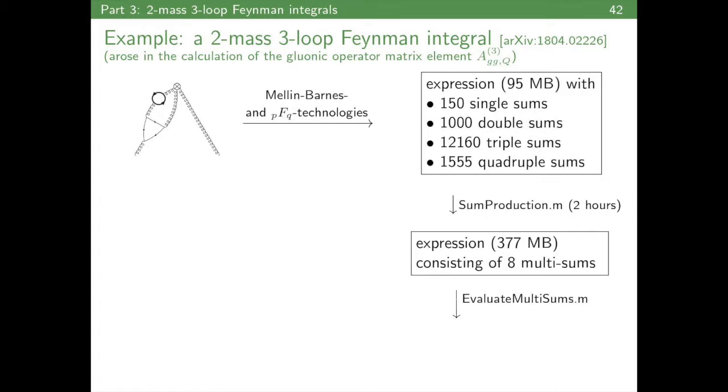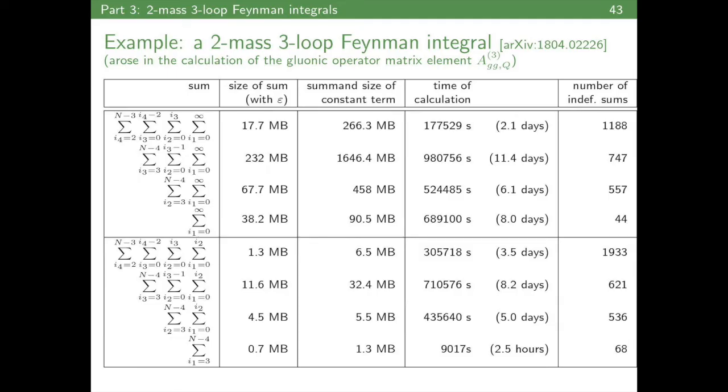And now I apply all the multisum toolboxes to simplify, to go from inside to outside. And let me show, for instance, a quadruple sum. This was a summand of 266 megabytes. So this is not anymore a warm-up example, Alexei, because it's now bigger. And in about 2 days, I simplified it, and I got indefinite nested sums in about 1,000 sums.